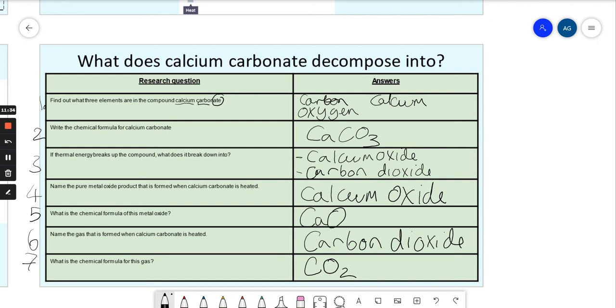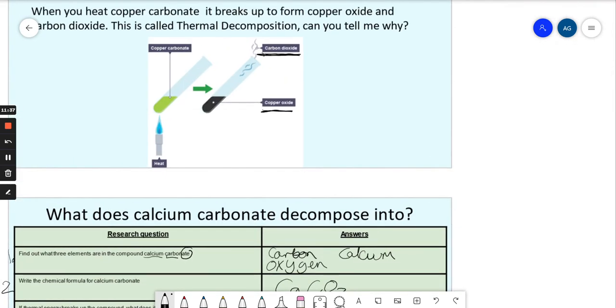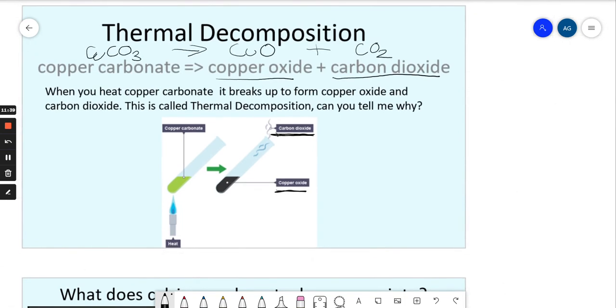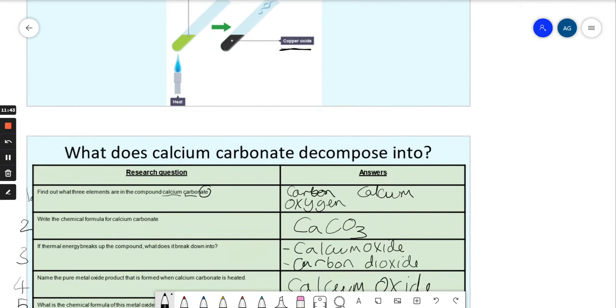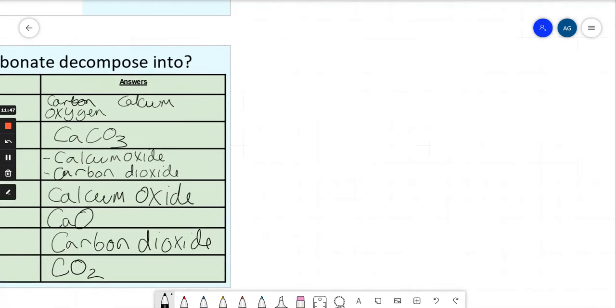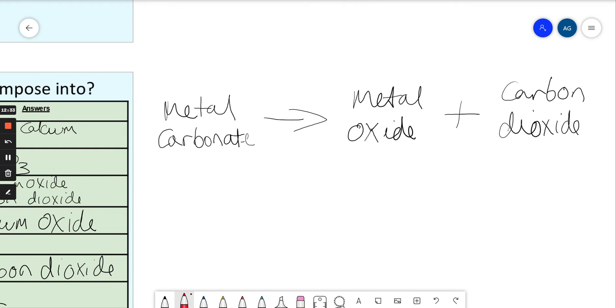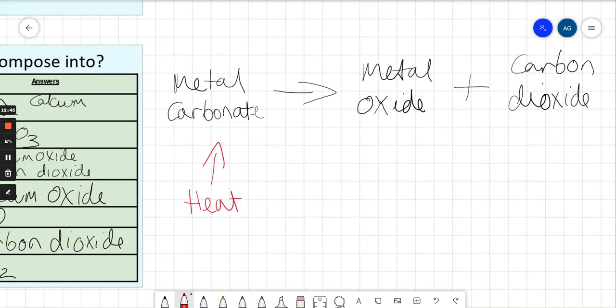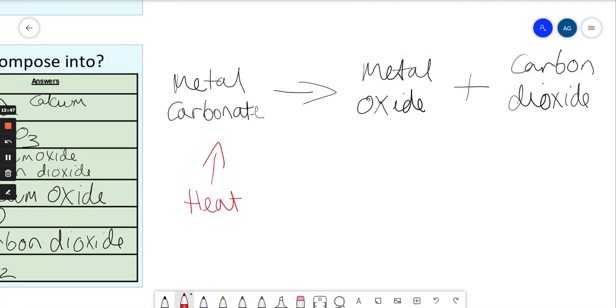Now you have finished those 7 questions, you can see there's quite a lot of similarities between the calcium carbonate thermal decomposition and the copper carbonate thermal decomposition we went through earlier. That is because with metal carbonates, there is a very simple formula. Metal carbonates, when heated, will decompose to a metal oxide and carbon dioxide. So have a go at doing a few of these.